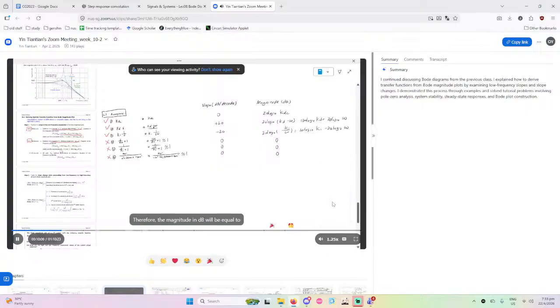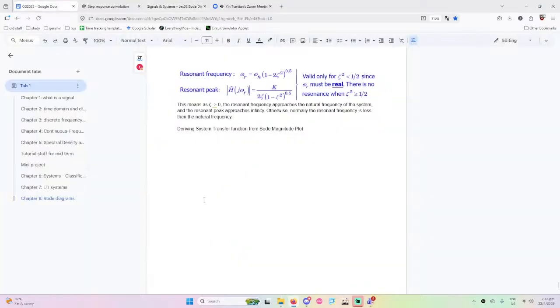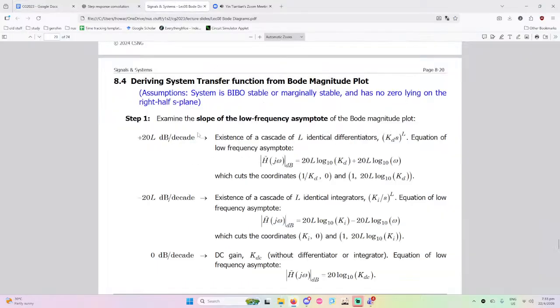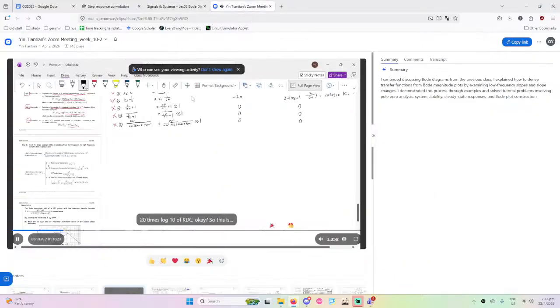Therefore the magnitude in dB will be equal to 20L times log 10 of Ki minus 20L times log 10 of omega. And then in the last case, if the slope is equal to 0 dB per decade, it means that we do not have the differentiator or integrators. We will only have the DC gain. So the corresponding magnitude will be equal to 20 times log 10 of KDC.